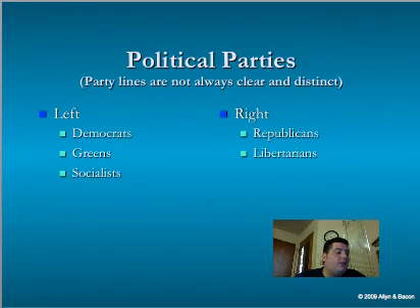Issues of voting fraud and concerns regarding the 2004 presidential election emerged. Resources needed at home and abroad to assist people in disasters are committed to military engagements. So this is where we see the left is the Green Party, the Democrats, and the Socialists, and on the right we have Republicans or Libertarians.